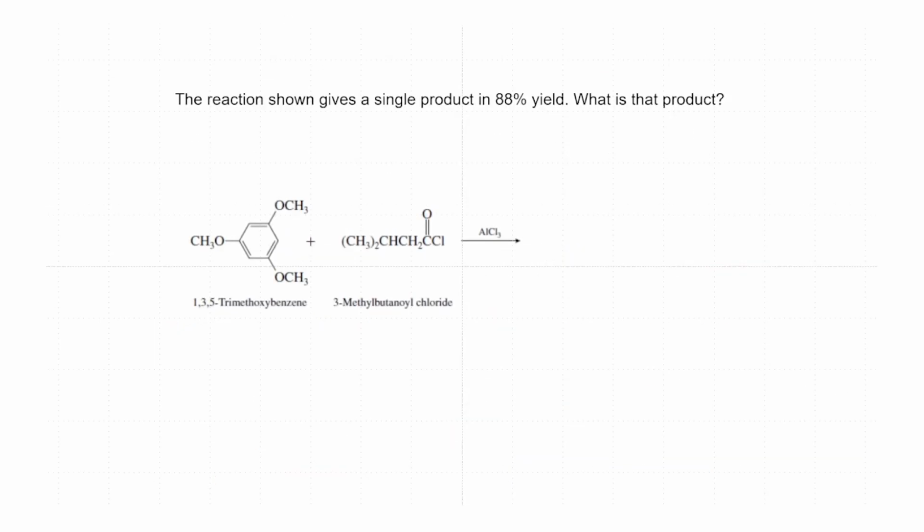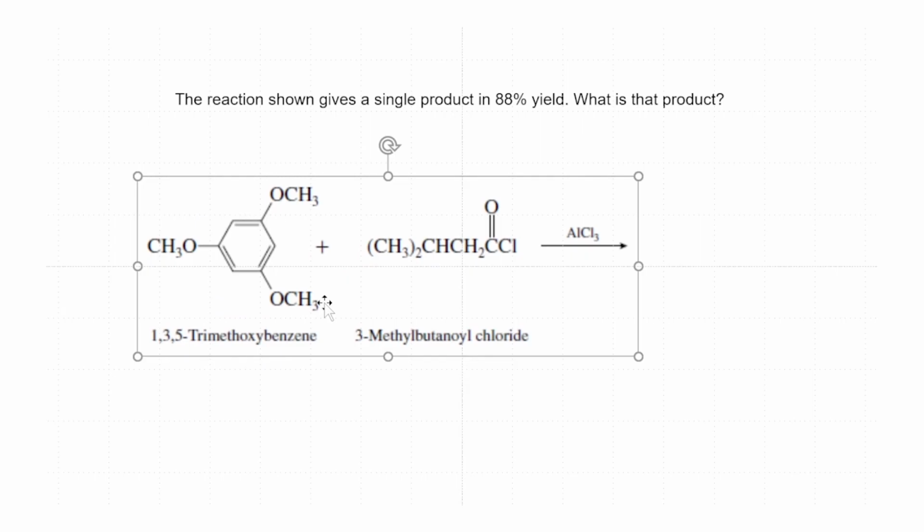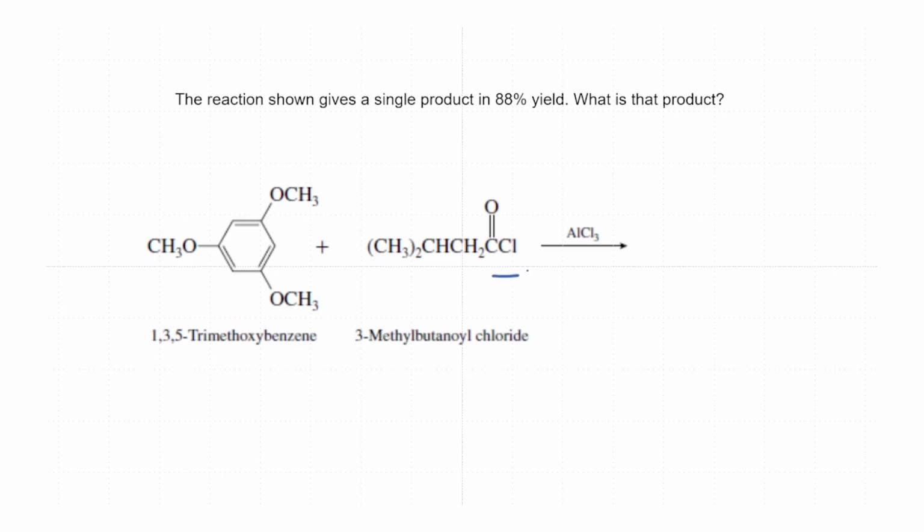The reaction shown below gives a single product in 88% yield. The question is, what is the product? If I have to understand this reaction, I need to look at the compounds that are reacting. Here is an acid chloride, and an acid chloride, as you know, in the presence of a Lewis acid can produce the corresponding oxocarbenium ion, and so this is going to be the kind of intermediate that can be produced.